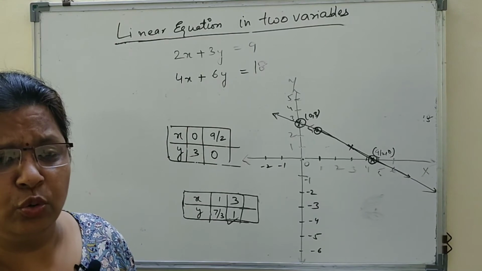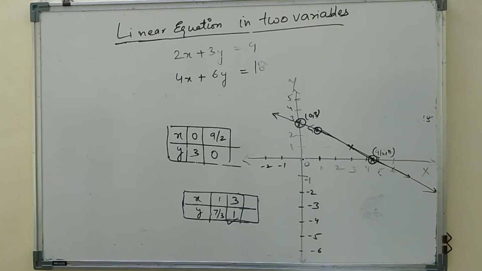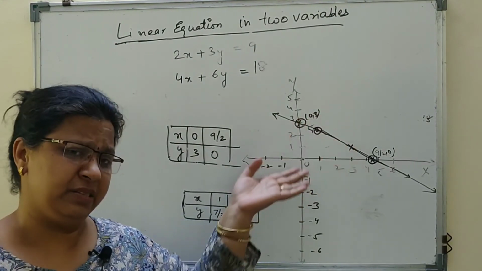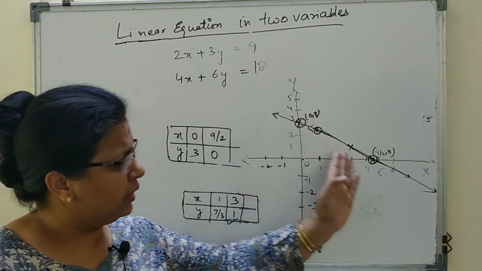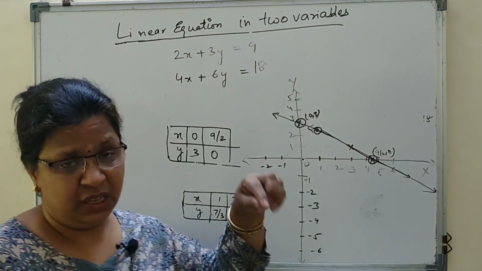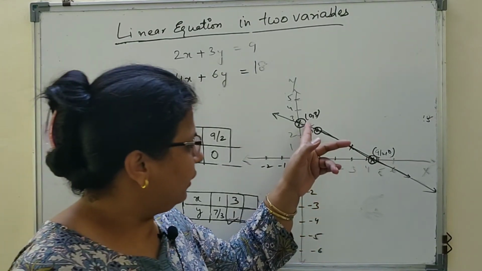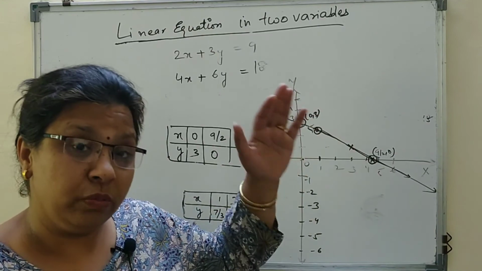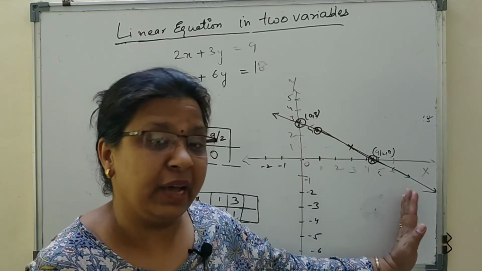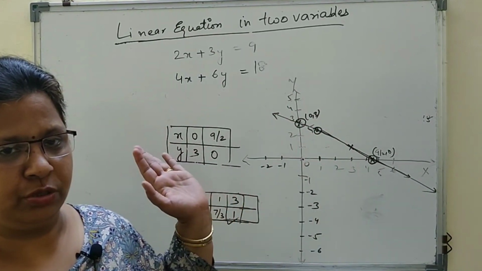So such lines are known as coincident lines. Same way you can have intersecting lines also. Now in this particular case, both the lines are coincident, means each and every point that lies on one line also lies on the other line. So overlapping lines will have infinite solutions.